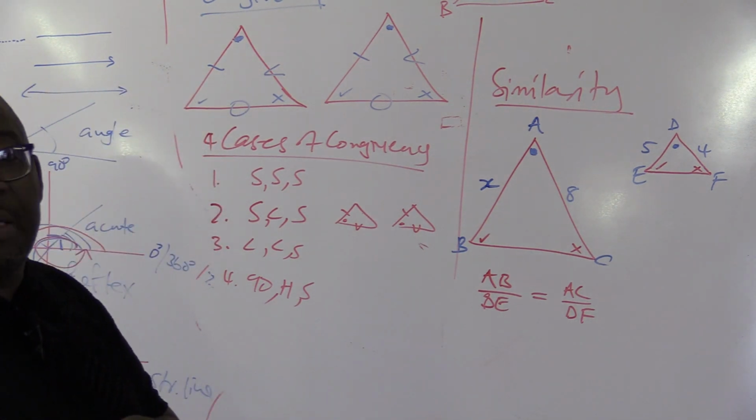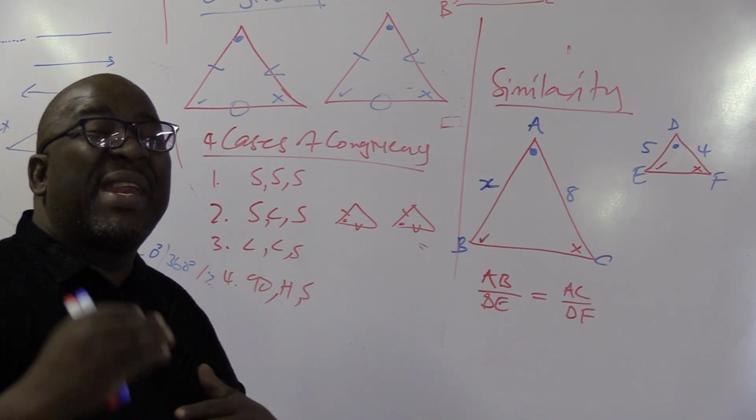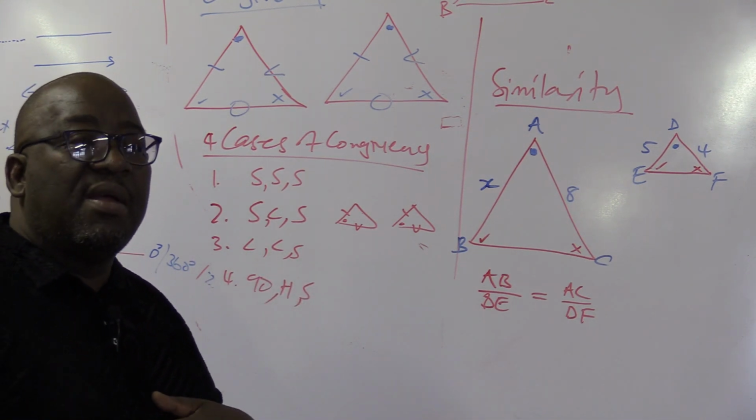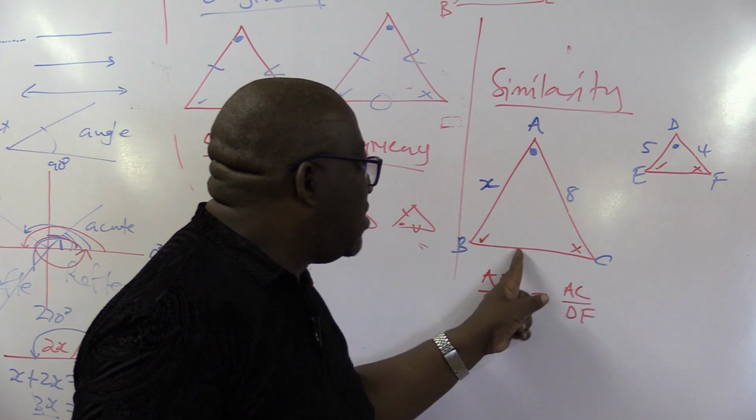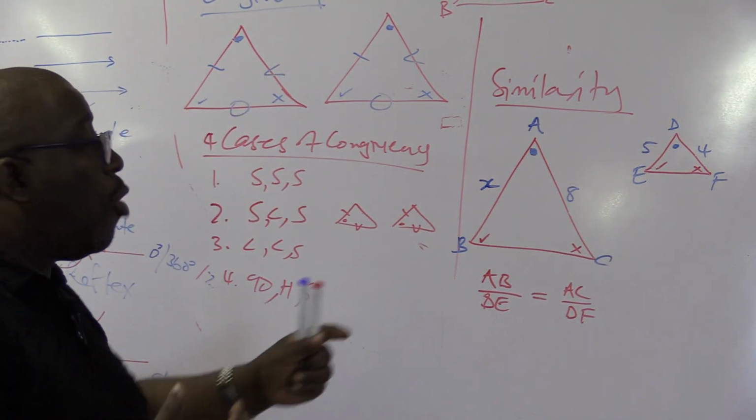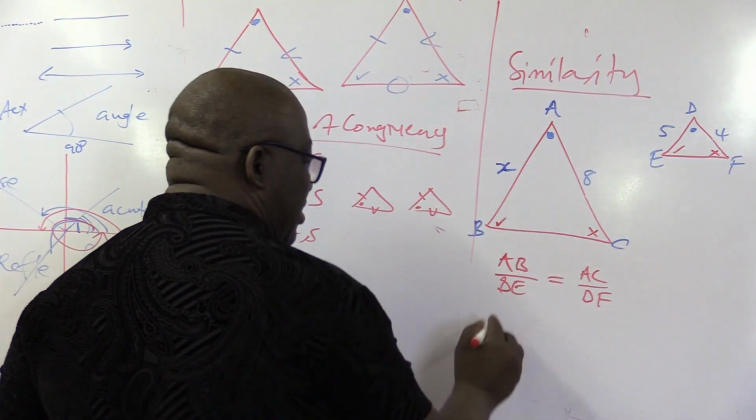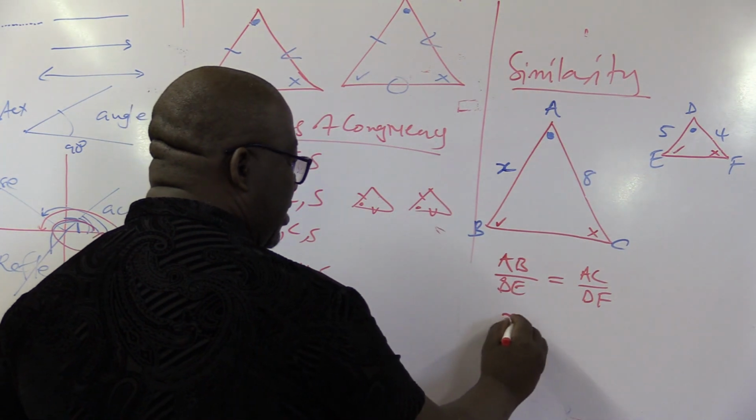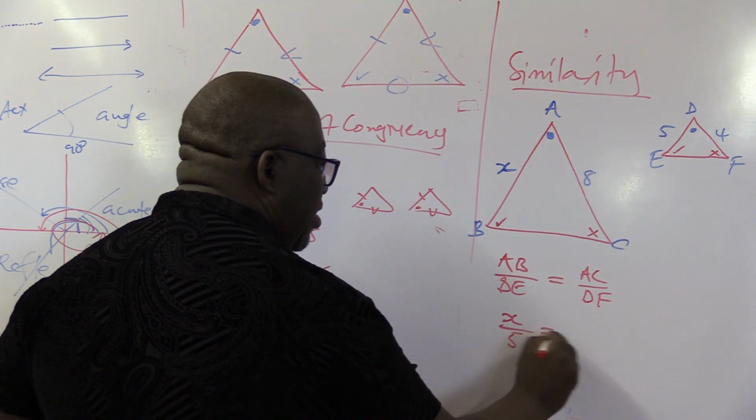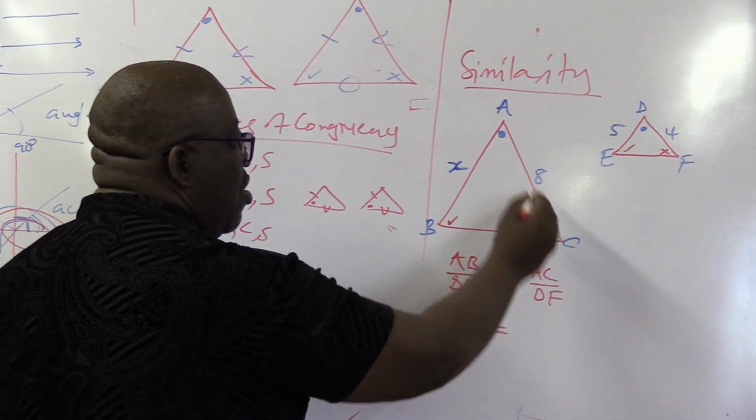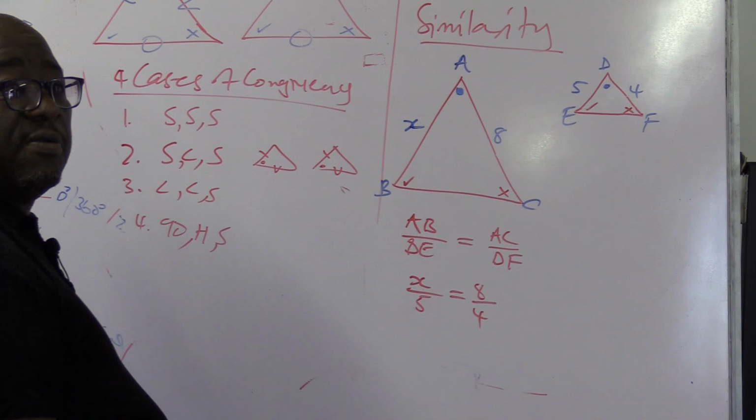How do you go about solving for x if the two triangles are similar? Remember that if two triangles are similar, then the ratio of their corresponding sides are the same. In other words, this ratio must be the same as this ratio, and the same as this ratio. Let's solve for x. Since the two triangles are similar, x, which is AB, over DE, where we see 5, is equal to AC, which is 8, over DF, which is 4. Then you solve for x.